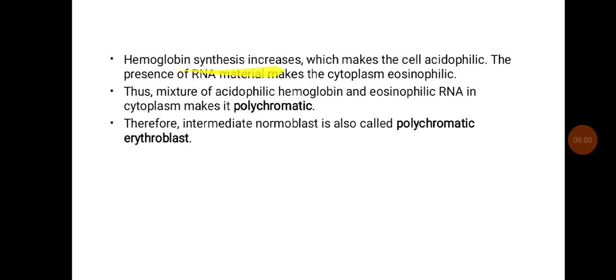Hemoglobin synthesis increases, which makes the cell more acidophilic. The presence of RNA material makes the cytoplasm eosinophilic. Thus, the mixture of acidophilic hemoglobin and eosinophilic RNA in the cytoplasm makes it polychromatic. That is why the intermediate normoblast is also called the polychromatic erythroblast.